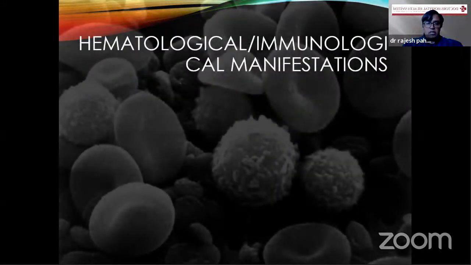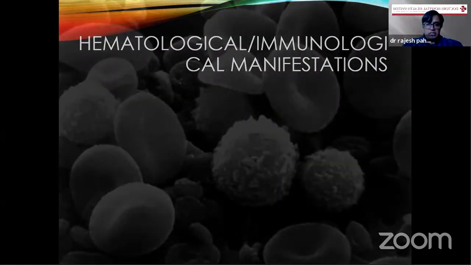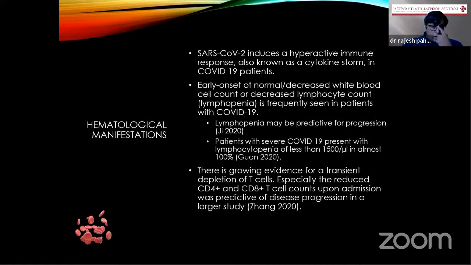Now comes the hematological and immunological manifestations. Till now, I said it in multiple slides, I described that there is a hyperacute immune response which causes the cytokine storm in COVID-19 patients. So it's very important to know that these patients can also develop hematological features such as early onset of normal or decreased white blood count or decreased lymphocyte count.